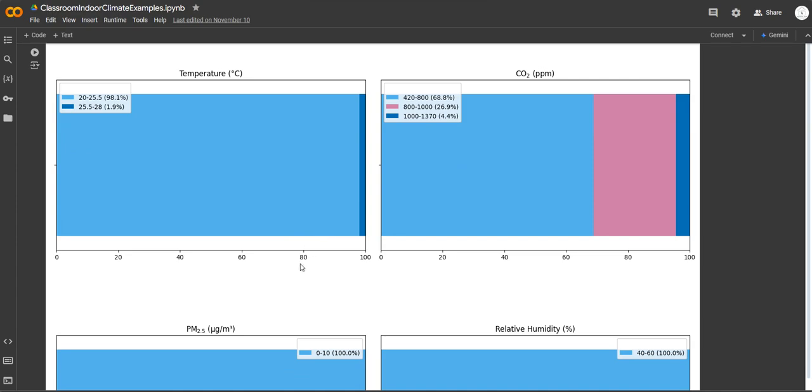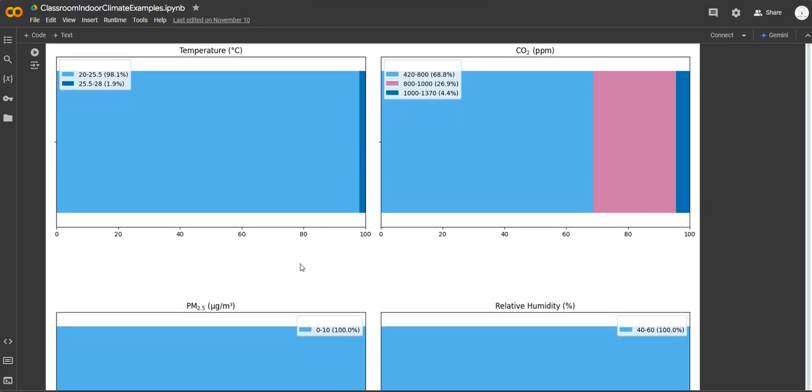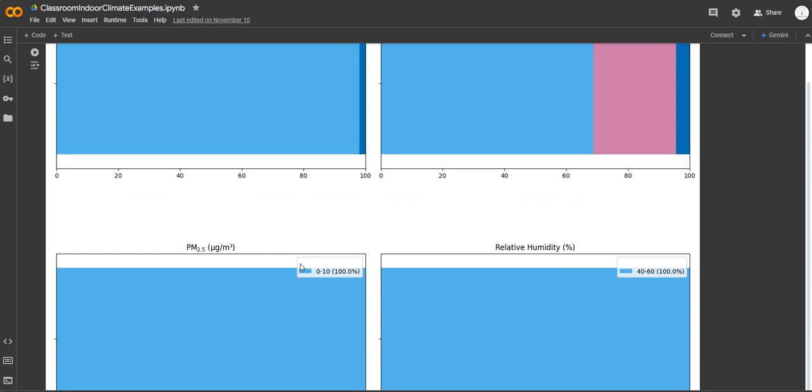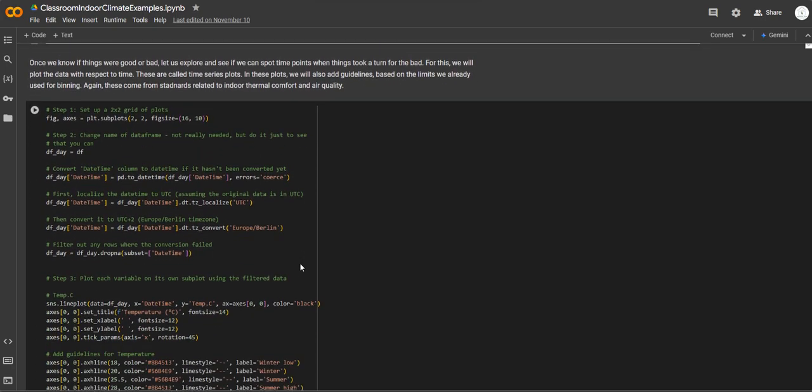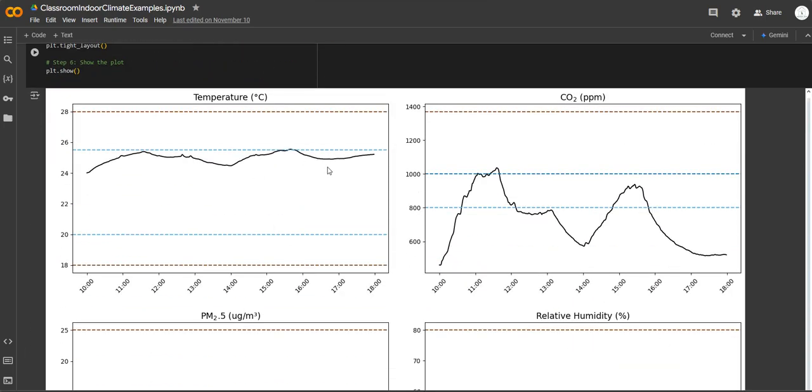So you can run it to get some plots to see how often the data measured was in certain categories. I have focused on 4 parameters here: temperature, CO2, humidity, and PM2.5. And then you can also go on to see how the parameters varied over the day.